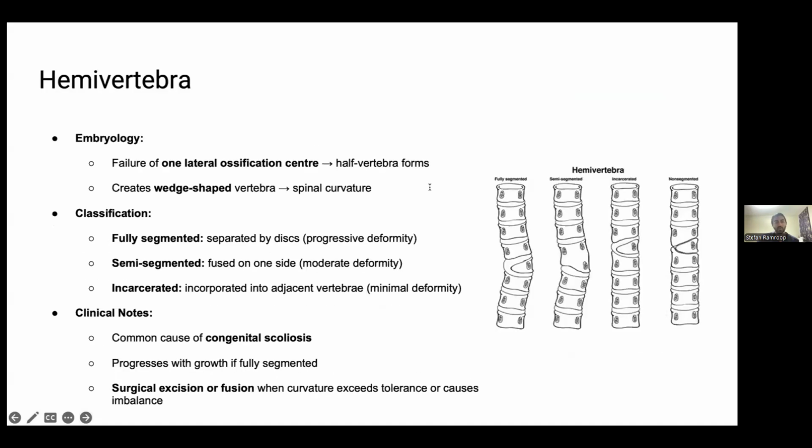Hemivertebra occurs when only one half of a vertebral body forms. Essentially, you have ossification failure on one side of the sclerotome. That could create a wedge-shaped vertebra that tilts the spine, and that could produce a congenital scoliosis. Depending on whether it's fully or partially segmented, the deformity can be static or progressive. A fully segmented hemivertebra with normal discs above and below will typically worsen as the child grows, while a semi-segmented or incarcerated one, fused to adjacent levels, tends to be more stable.